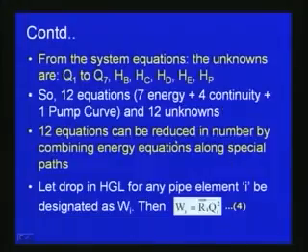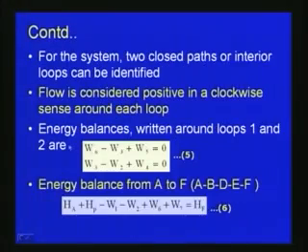Correspondingly, between these 2 loops we can write W6 minus W3 plus W5 is equal to 0, and the second equation is W3 minus W2 plus W4 is equal to 0, as given here. So with respect to the energy balance around loops we got 2 equations.